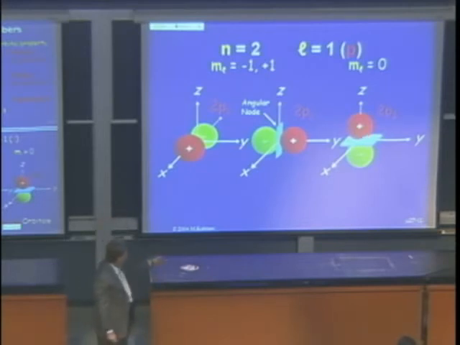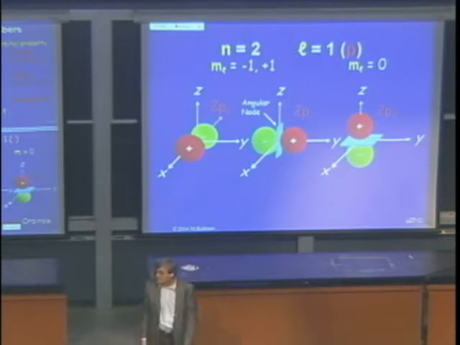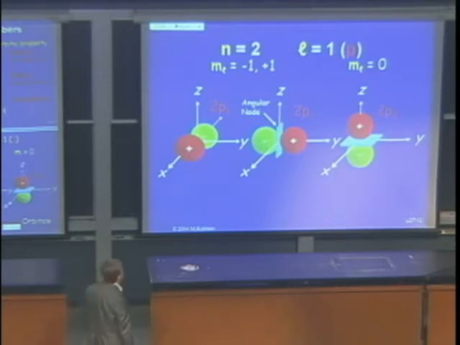What are these nodes called? They are angular nodes. So the number of angular nodes is L. So how many angular nodes can you have? One angular node. You have three different orbitals, so there's one angular node here, one angular node here, and one angular node there. So it goes through 0 here.